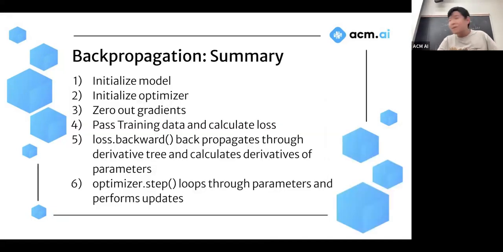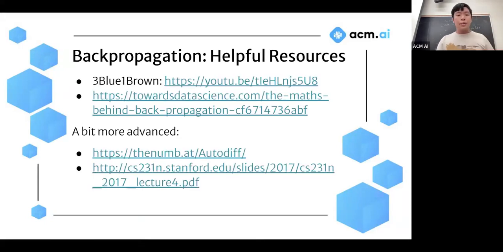Okay, so that's basically what I said. In summary, to train your model, you want to initialize it, initialize the optimizer, zero out the gradients, pass training data and calculate loss, use loss.backward to backpropagate through the derivative tree and calculate the derivatives of parameters, and use optimizer.step to loop through the parameters and perform the updates, whether that's gradient descent, Adam with momentum, whatever you're doing.